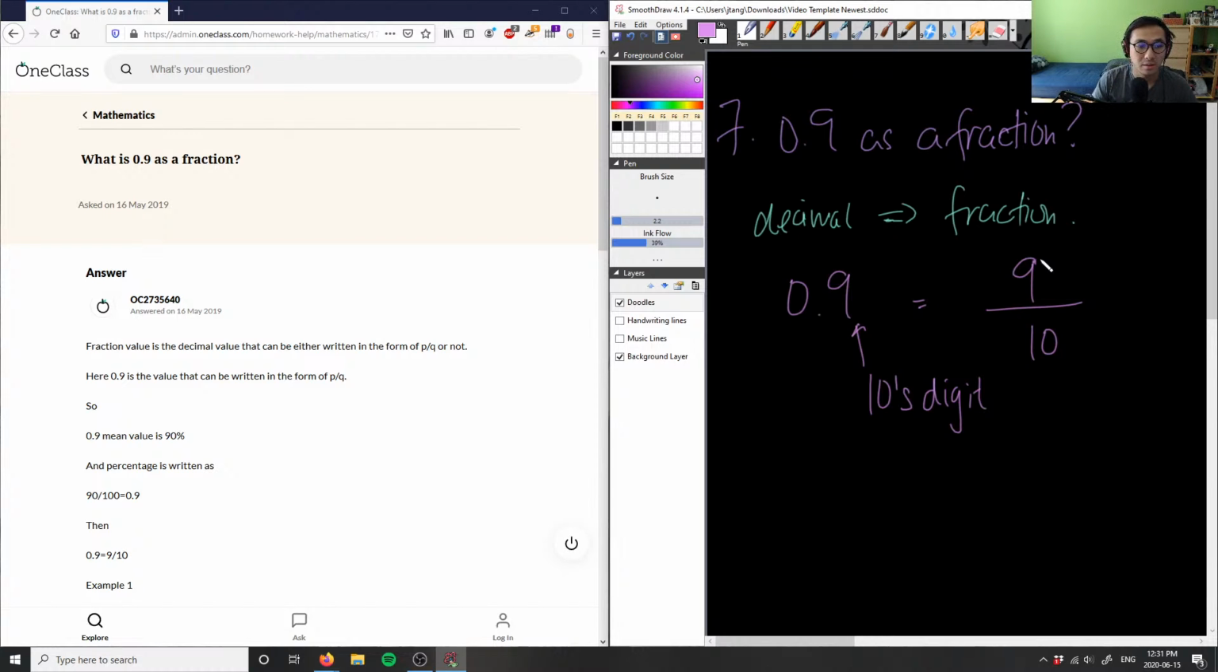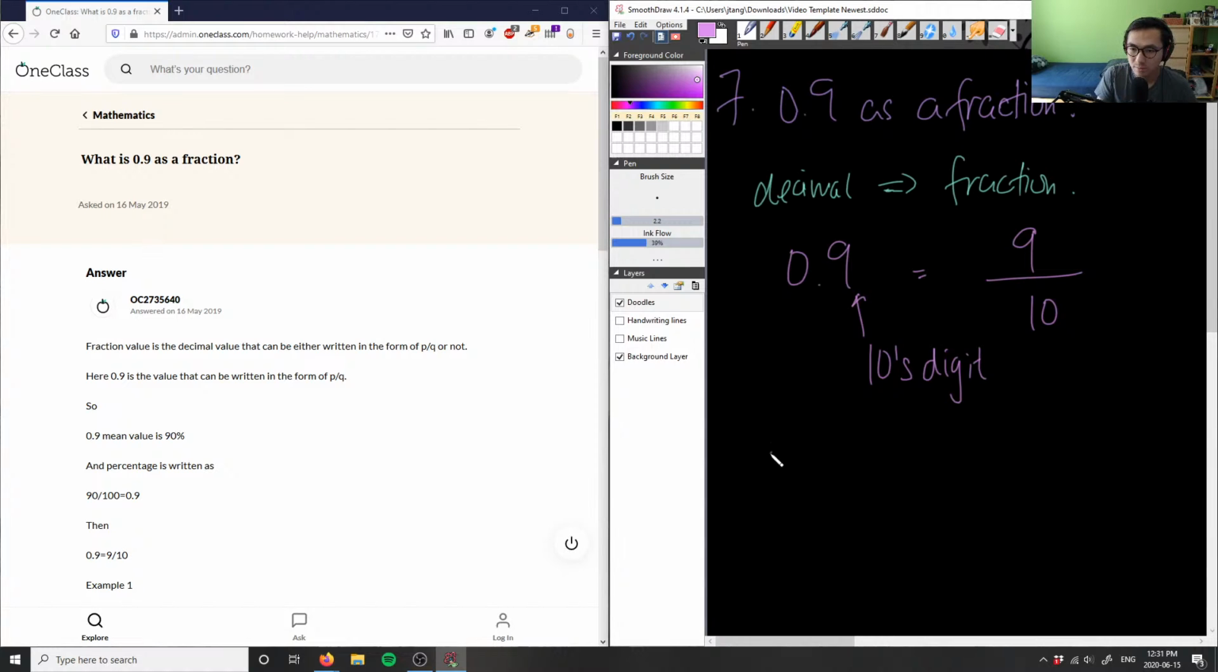So this here is our fraction for 0.9, right? And again, 9 over 10 is the reduced form, so we don't have to reduce this any further. So therefore, I can say 0.9 is 9 over 10 as a fraction. And so this solution here is correct.